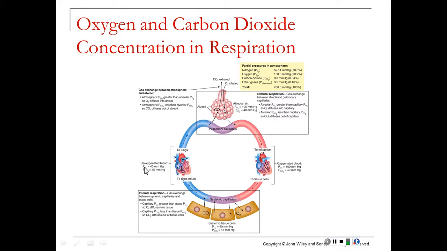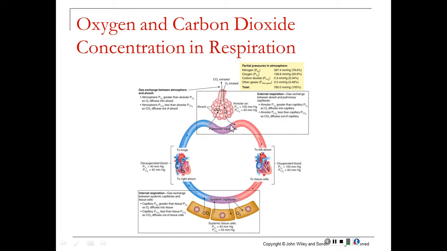If you look here, partial pressure of oxygen in that deoxygenated blood is 40 compared to 105 in the alveoli. That oxygen is going to go from high to low, so from 105 to 40, it's going to go into the pulmonary capillaries. Vice versa, with a partial pressure of 45 of carbon dioxide in the blood and a partial pressure of 40 in the alveoli, that carbon dioxide is going to leave our pulmonary circulation and go out through the alveoli, and we exhale it.